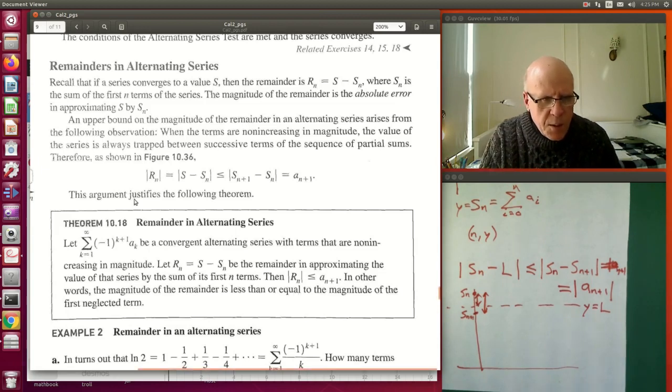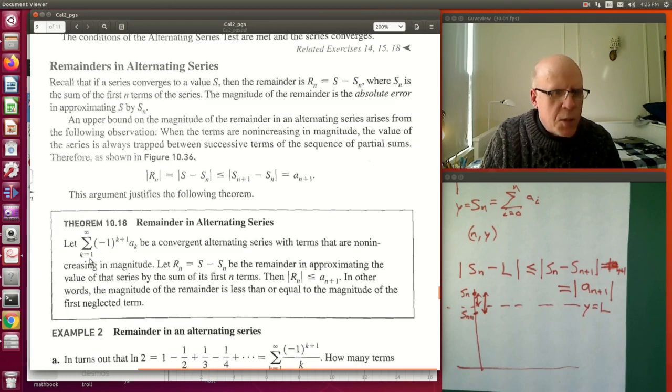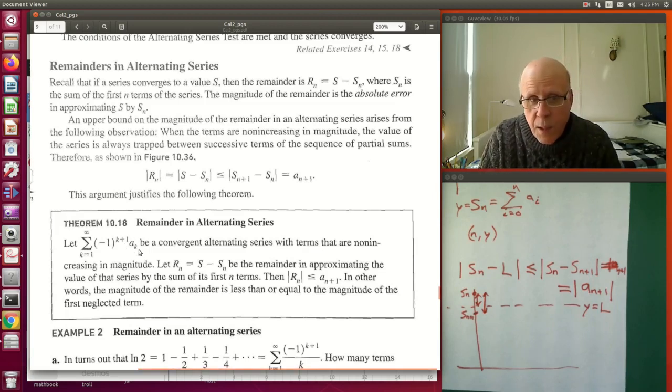The idea, though, is you're looking at an alternating series with minus 1 to the k plus 1. I don't know why they wanted to do that. I guess that makes the first term positive. That's nice, but it could have just been minus 1 to the k. In any case, in an alternating series, a sub k now would be a strictly positive thing. The minus 1 to the k is taking care of the alternation, and the a sub k is the positive amount.